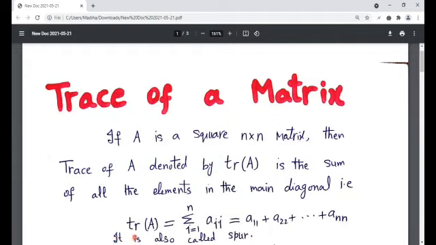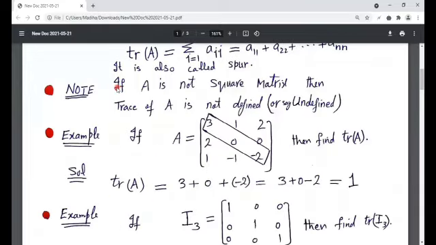Trace of a matrix is also called spur. It is noted that if A is not a square matrix, then trace of A is not defined. That is, we can say that trace of A is undefined.